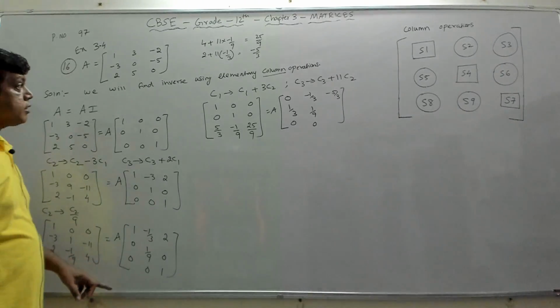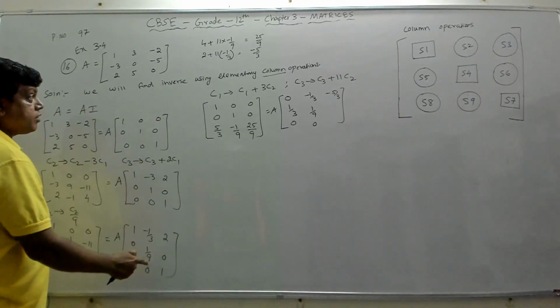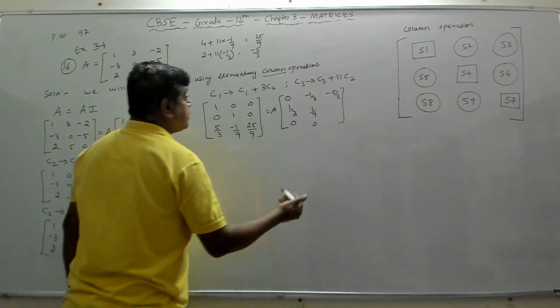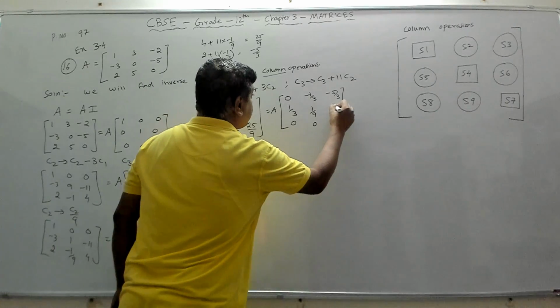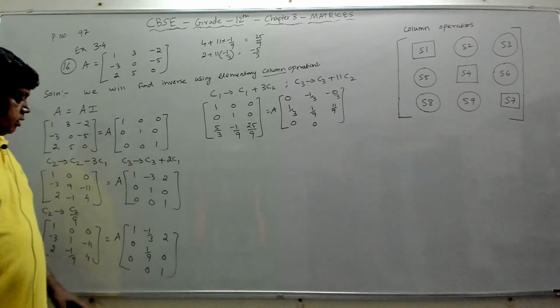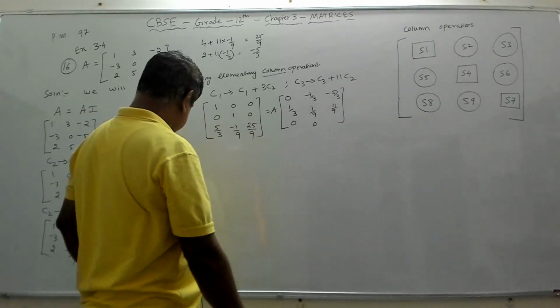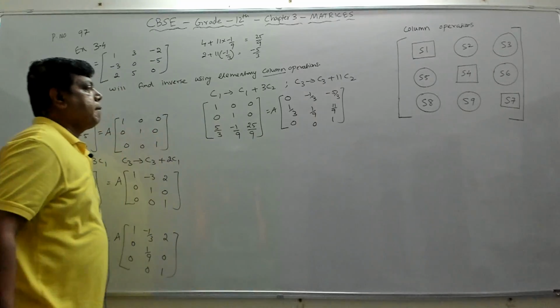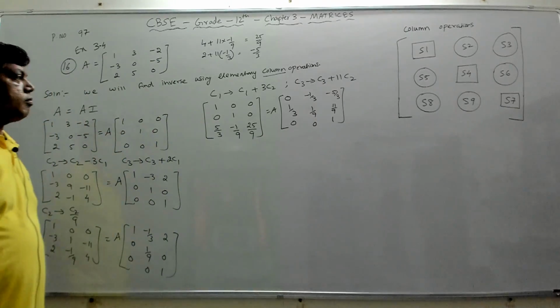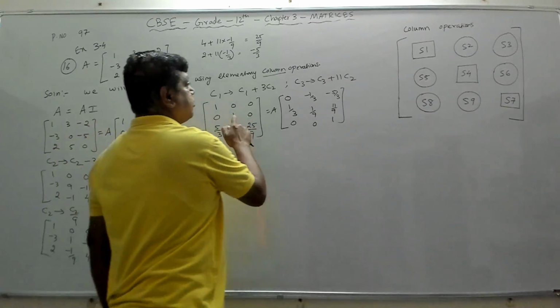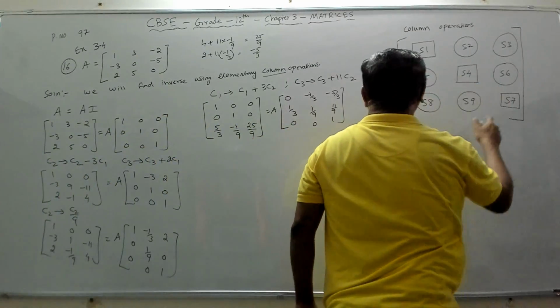Then the next one is again C3 implies C3 plus 11 times... 0 plus 11 times 1 by 9 will give me 11 by 9. Then 1 plus 0 times 11 is 1. Fine. So what we have done, we have made these two 0. S5 and S6 are done in the same step.